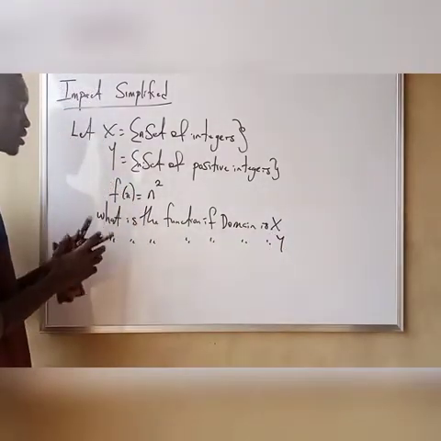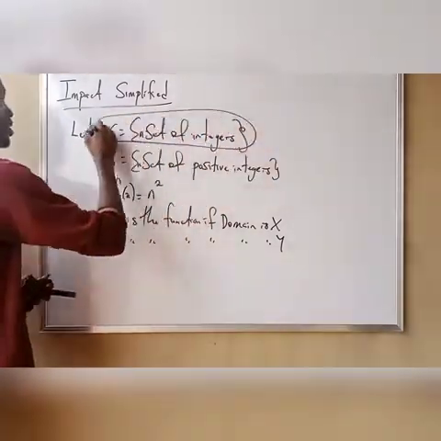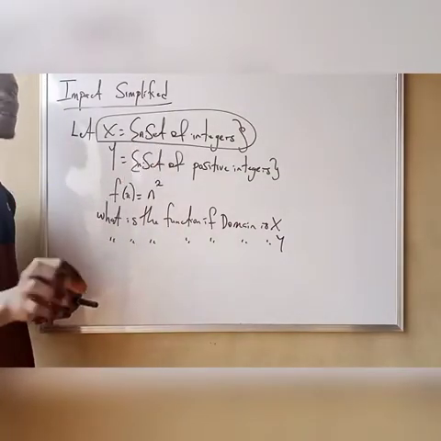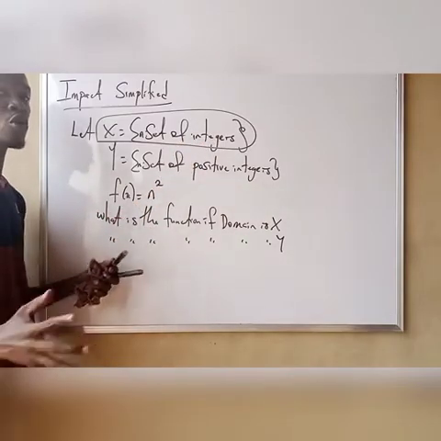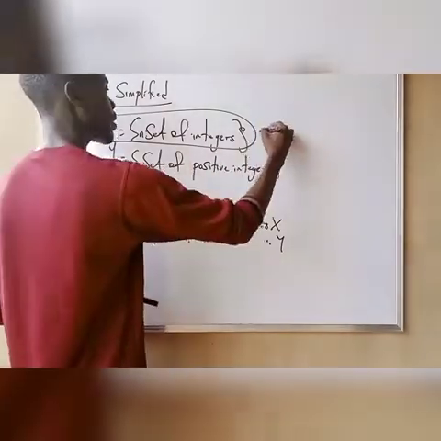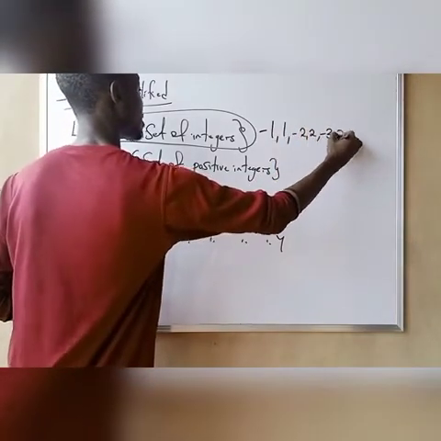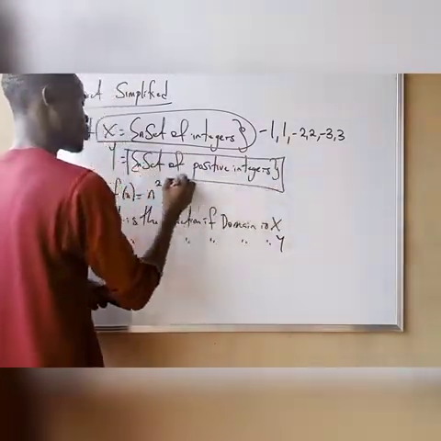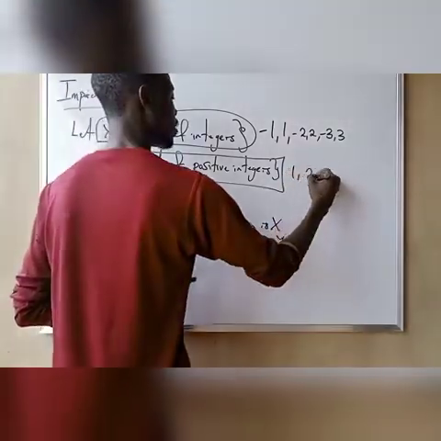Wow. So let's look at the first example. When your domain is x, what is your x? Sets of integers. Now let's look at this. What are the sets of integers? What is the meaning of set of integers? That means a combination of positive and negative whole numbers. So, for example, we can have minus 1 and 1, we can have minus 2 and 2, we can have minus 3 and 3. Those are sets of integers. But when we are not talking of the set of positive integers, what do we have? That means positive whole numbers alone. And that will give us 1, 2, 3.